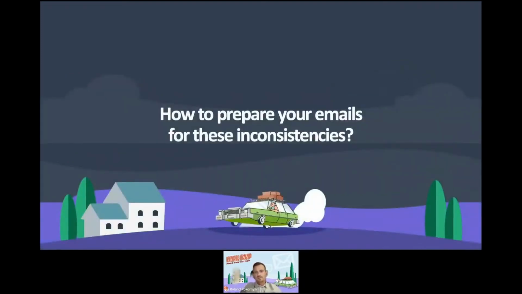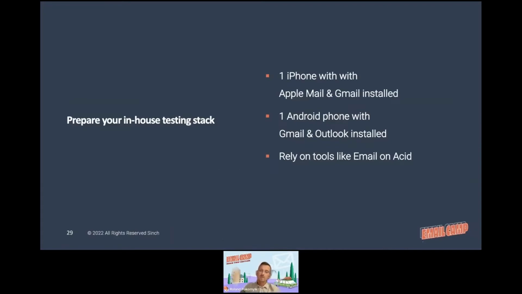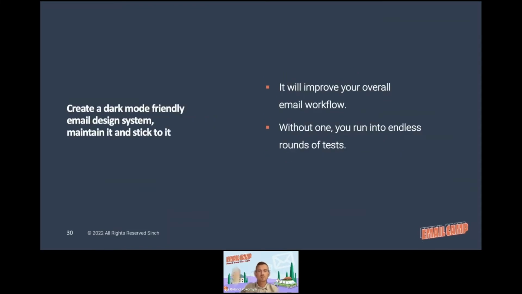So instead of trying to hack things, let's move on and figure out how you can prepare your emails for these inconsistencies. At first, what you will need is an in-house testing stack that requires at least an iPhone and an Android phone with Apple Mail, Gmail, and Outlook installed. But of course, alternatively, you can use Email on Acid or similar tools.